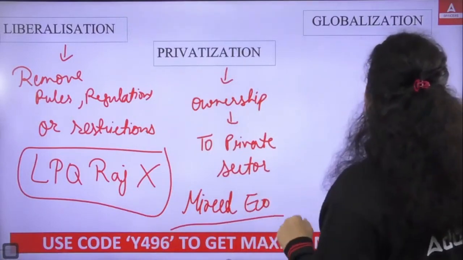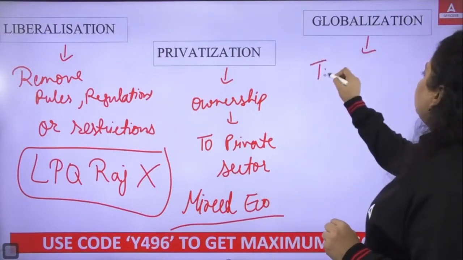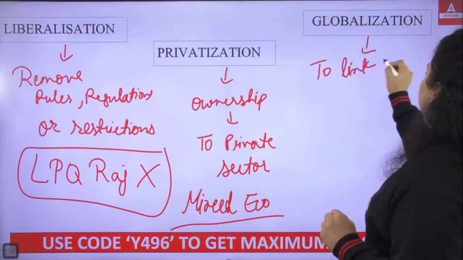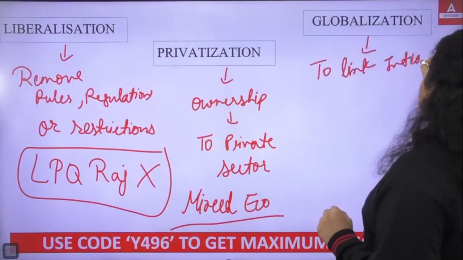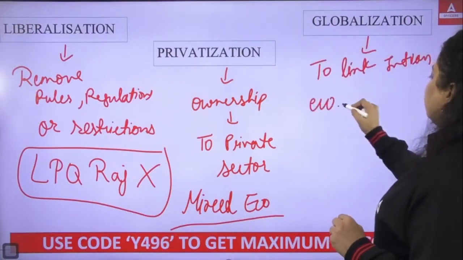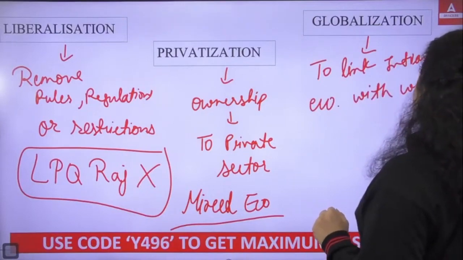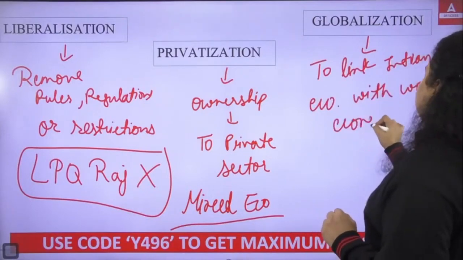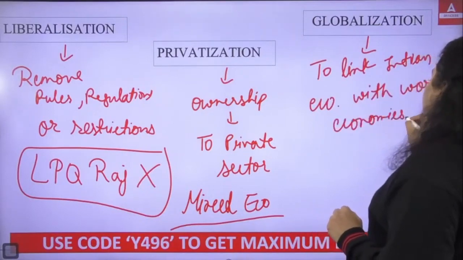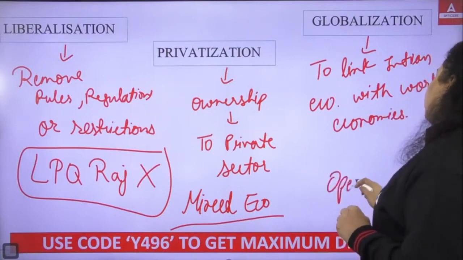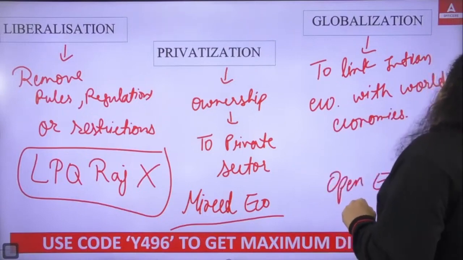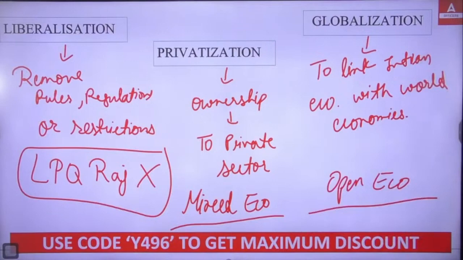Okay. Now, globalization means simply to link the Indian economy with world economies. So we have linked the Indian economy with world economies. It means we have allowed the economy to do export and import without any restriction. That made the Indian economy an open economy.